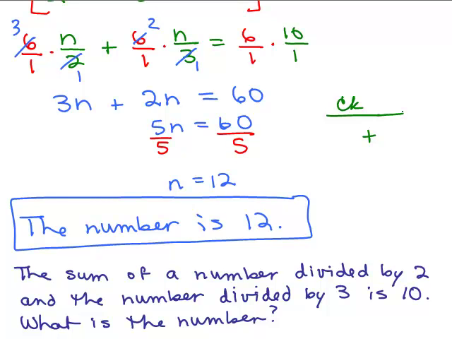We take the number divided by 2. All right, well, what's 12 divided by 2? 6. All right, and then we're adding that to the number divided by 3. Okay, so if the number is 12, what's 12 divided by 3? 4. All right, when you add that together, you get 10.